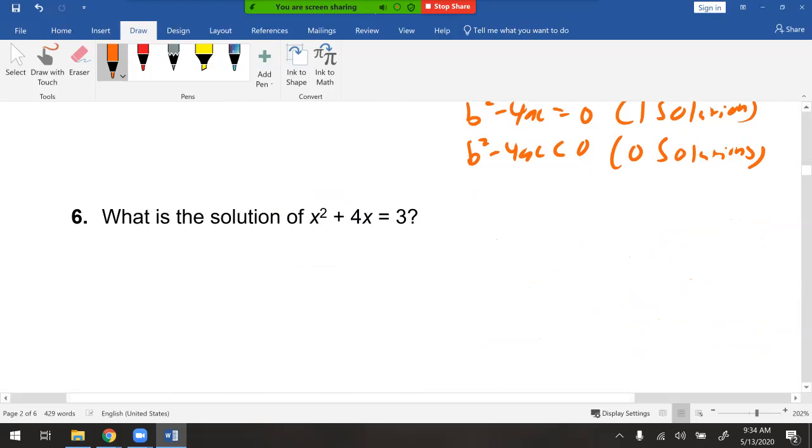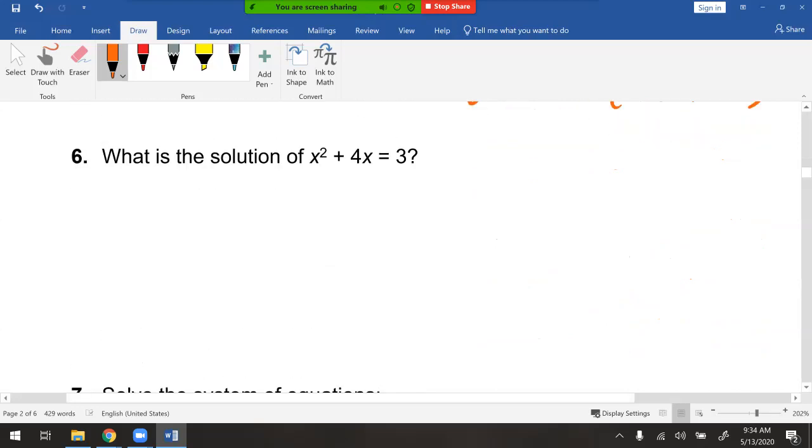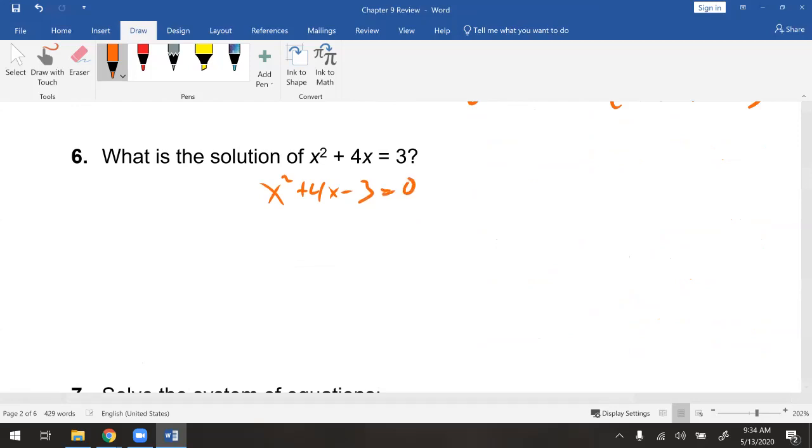For this one here, what is the solution of x squared plus 4x equals 3? Well, what we can do is we need to set this equal to 0. And by setting this equal to 0, I'm gonna move the 3 to the other side. x squared plus 4x minus 3 equals 0. And then we magic X it. So we put negative 3 here and 4 here. If we try to find numbers, it's actually not possible.